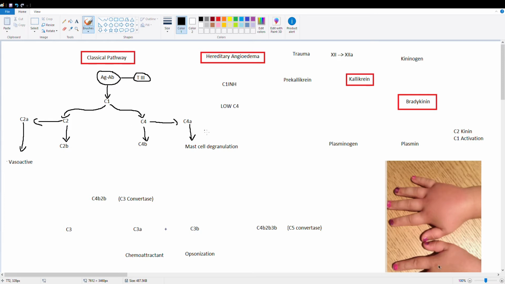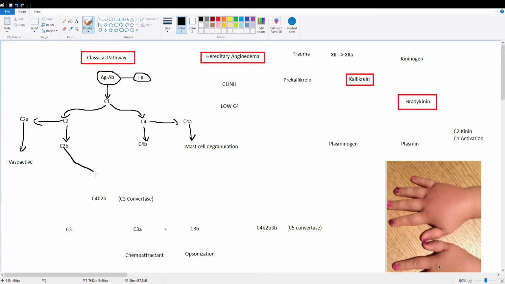And we'll see that when you have excess C2a and C4a, you're going to have a condition called hereditary angioedema, which is edema, so all those blood vessels are dilated, and now the fluid can leak from the blood into the tissue. And it's a big problem for some people, and we'll discuss that in just a second. But first, let's continue with the pathway.